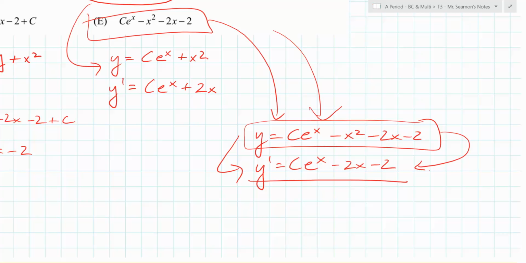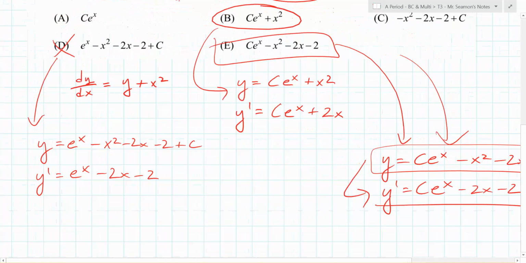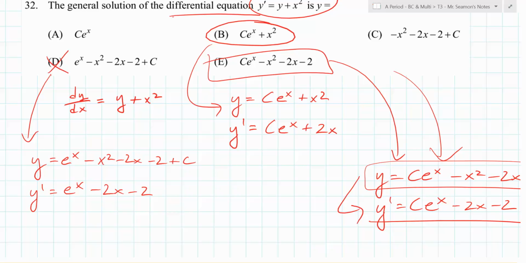Yes. So is this one e? Yes, it is. Why doesn't d work? Take a look at d here. Look what happens here.